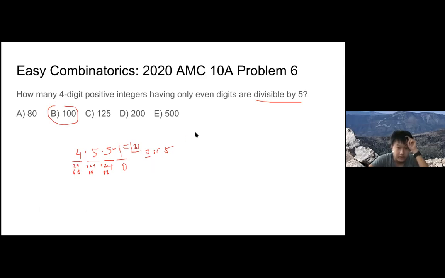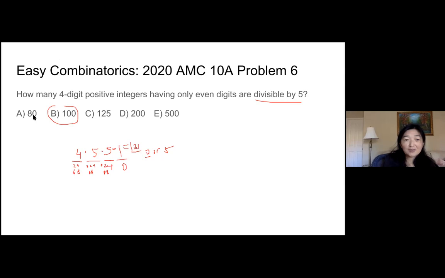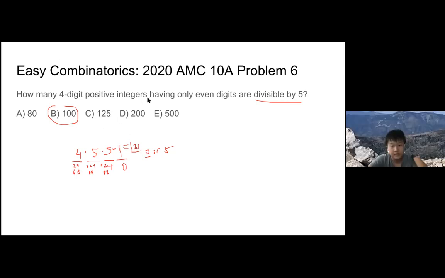Are there any questions about that? Yeah, this question is pretty straightforward. We discussed similar questions when we were in the first unit. Problems like these could appear in the AMC8 as well.